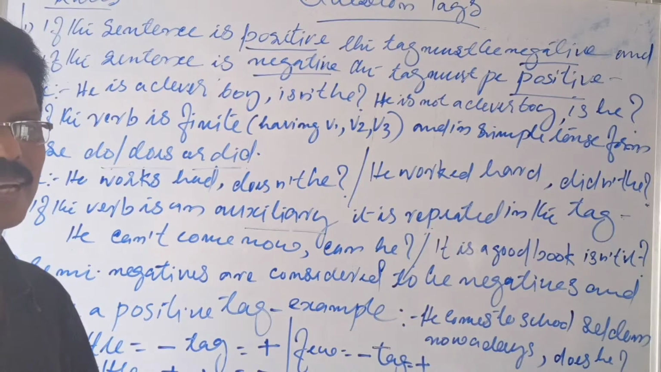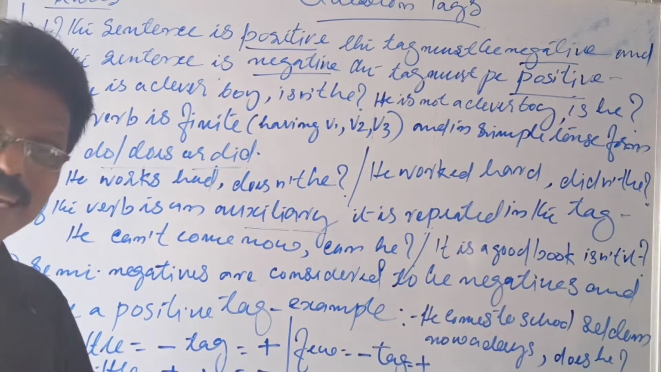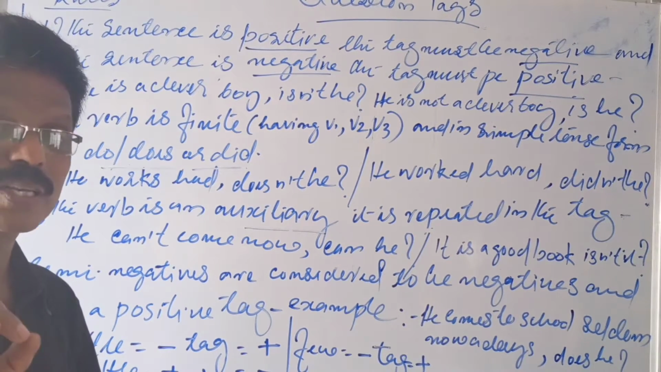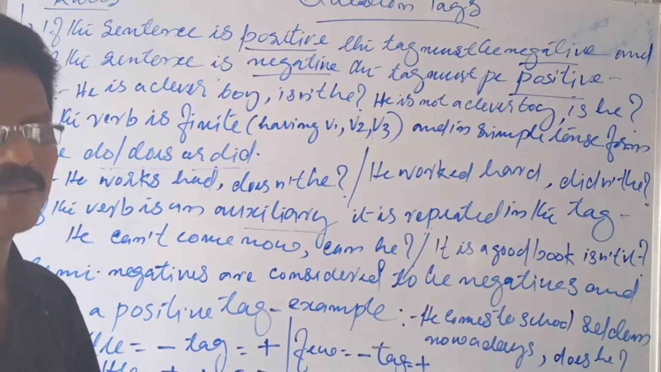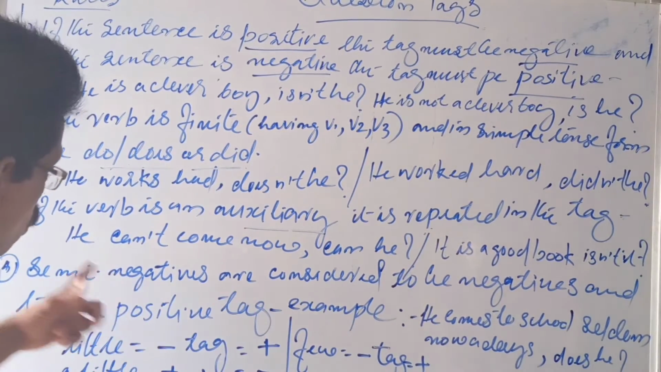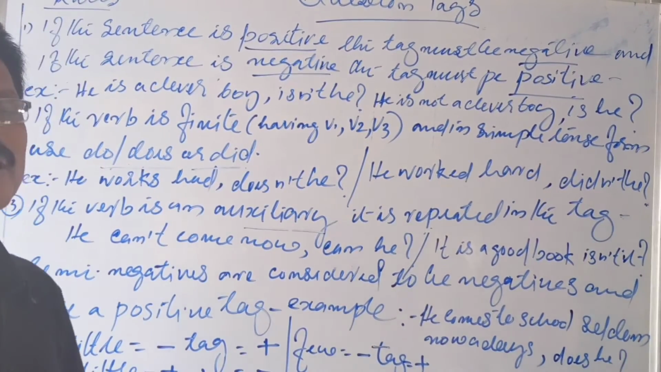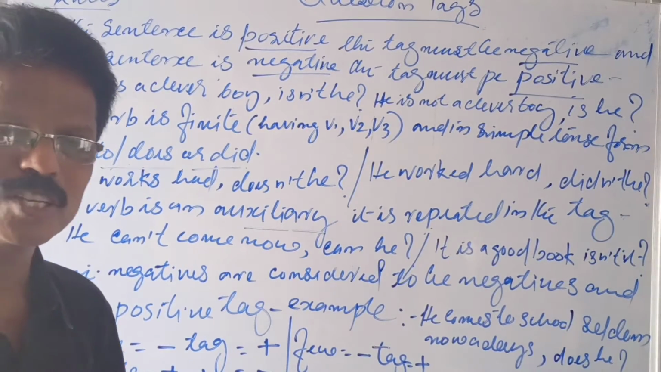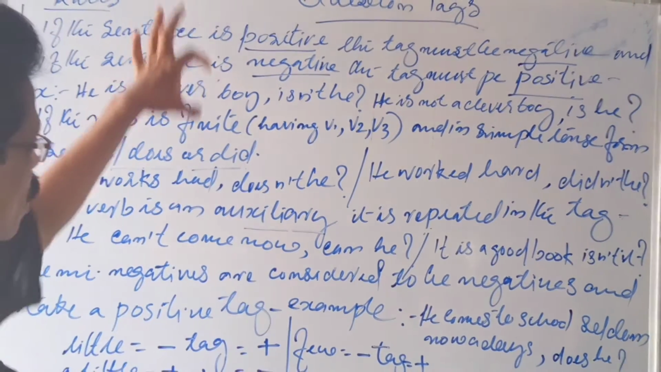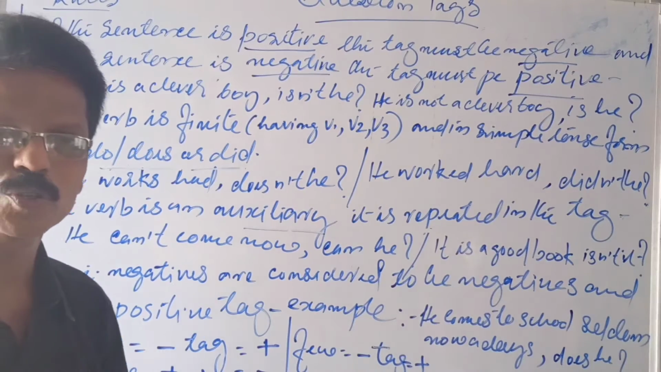Hasn't he? He has been studying well. Hasn't he? You can say. One auxiliary will be there in any of those things. So, if there is an auxiliary verb, it can be repeated in the tag. These are the three important rules for writing a question tag.